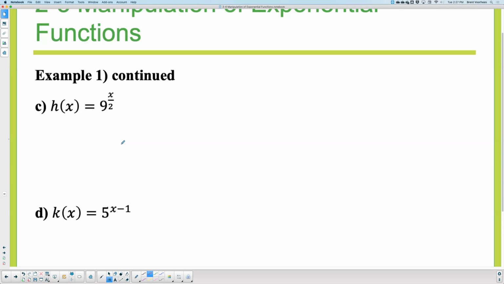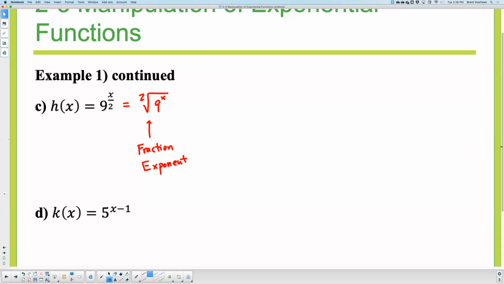All right, so let's start with this one. We're going to say this is the same thing as the square root of 9 to the power of x, like this. Now, which rule was that? That was from the fraction exponent rule. That's where we got that from.